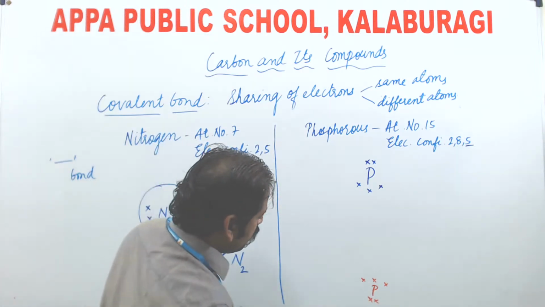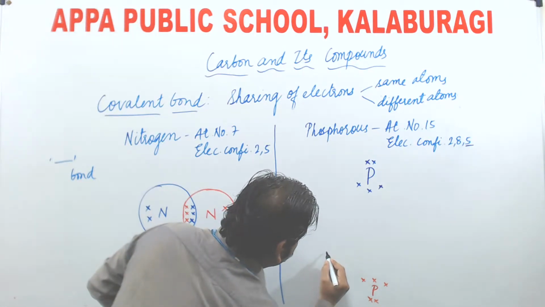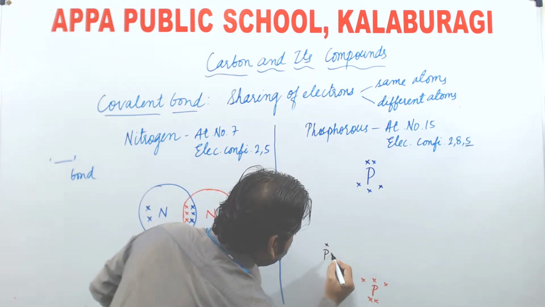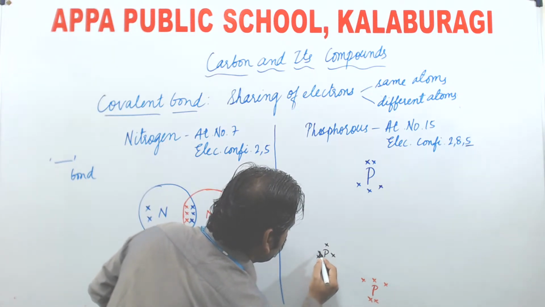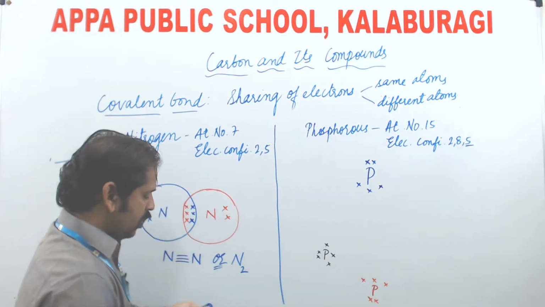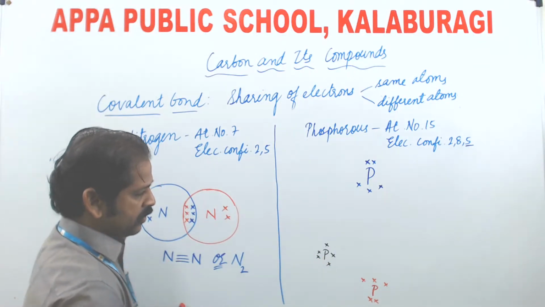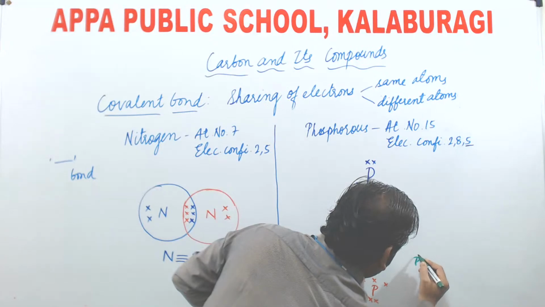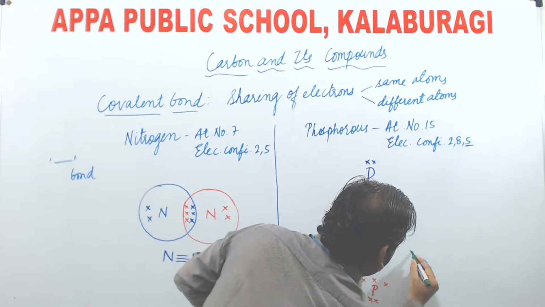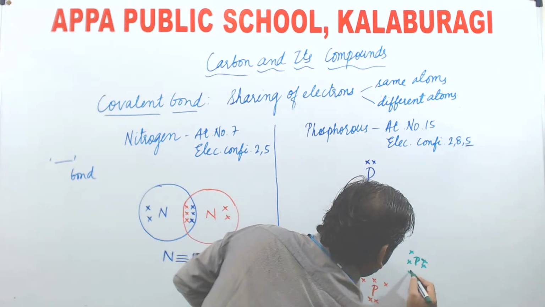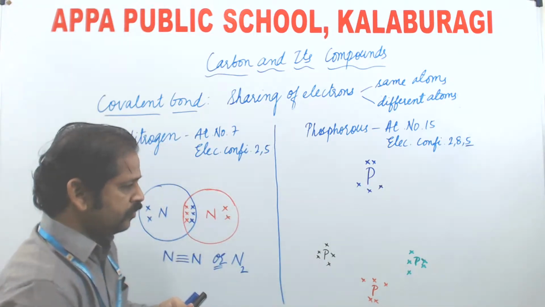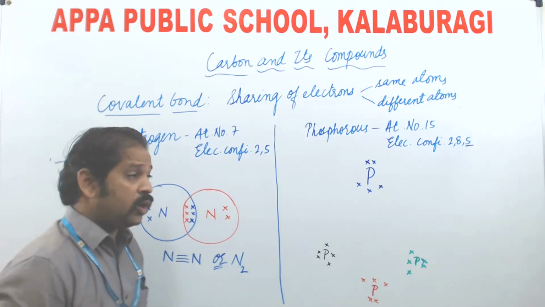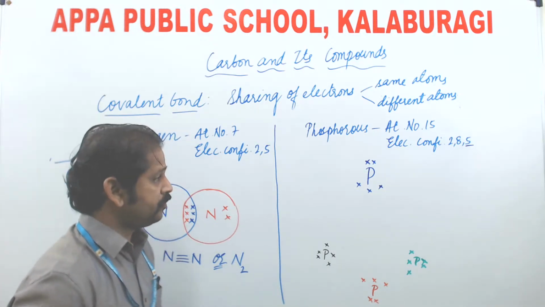Now, here phosphorus number three: three unpaired, two are paired. And the fourth phosphorus will be here, two are paired, three are unpaired. These are the four phosphorus. Now I'll show how it takes the bonding.